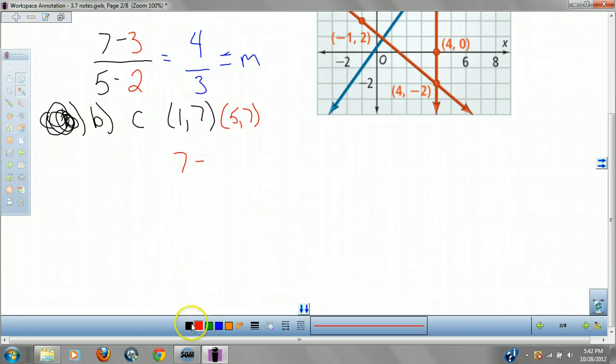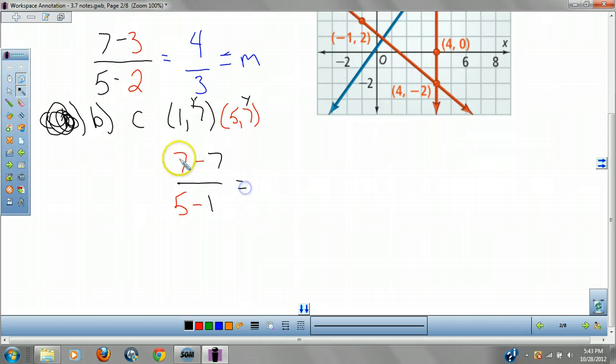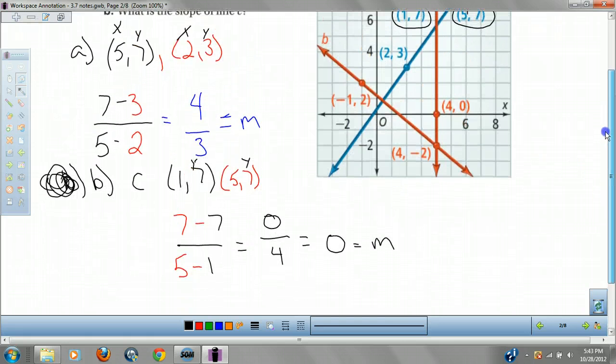So I'm going to go 7 minus 7 all over. Now, since I used the red 7 first, I'm going to have to use the red 5 first down here. Oops. Undo. 5 minus 1. So we get, what's 7 minus 7? 0. 5 minus 1 is 4. So my slope of this line is 0. Okay?